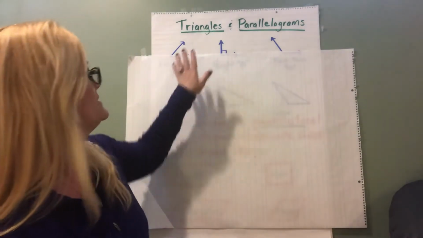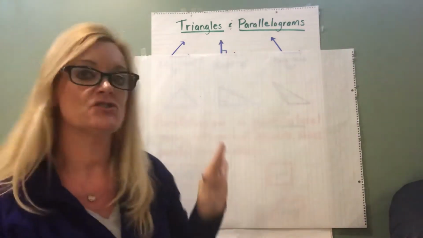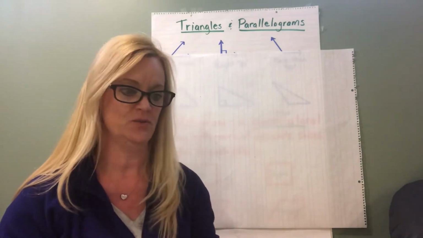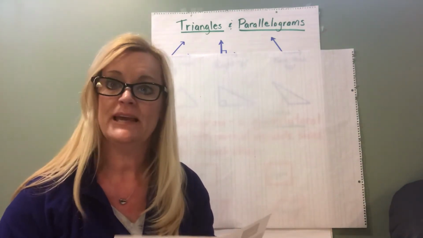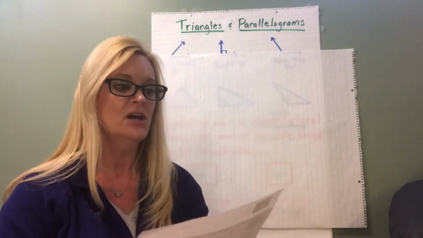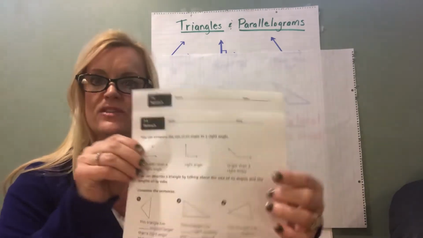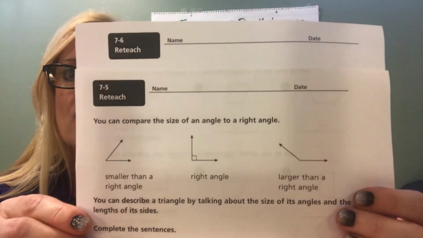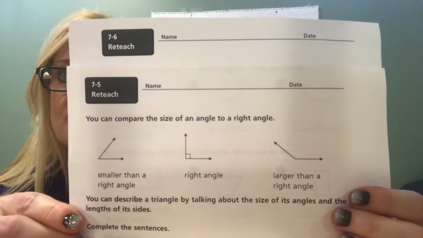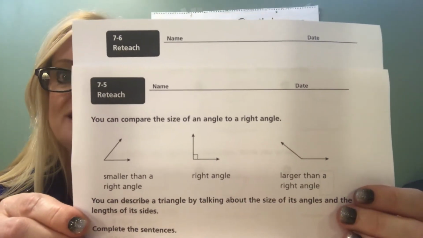You can probably see up on the paper it says triangles and parallelograms. So that's going to be our new teaching for this week. To complete, once this lesson's done and you've got a little bit more information, the two worksheets that go with this paper are 7.5 and 7.6. And they are both reteach papers.